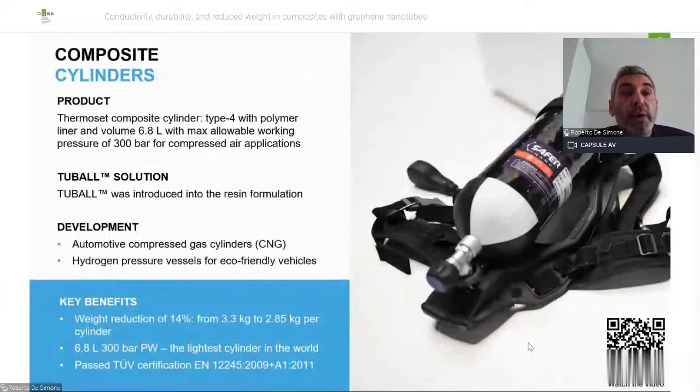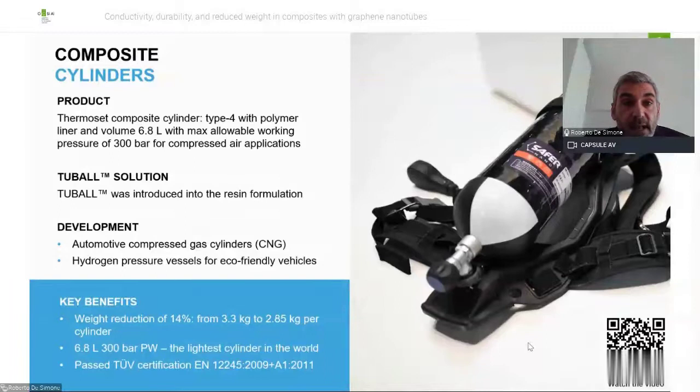A couple of words about the current achievements we had with the usage of tubal for mechanical reinforcement. The first one is a type 4 cylinder with the inside liner of polymer. Using tubal, which obviously is introduced and dispersed directly in the epoxy resin system. We use in this case a tubal matrix compatible with the epoxy system.